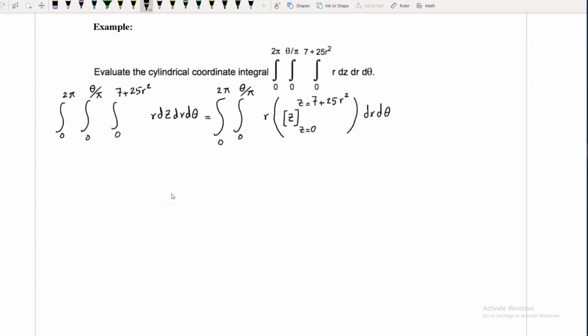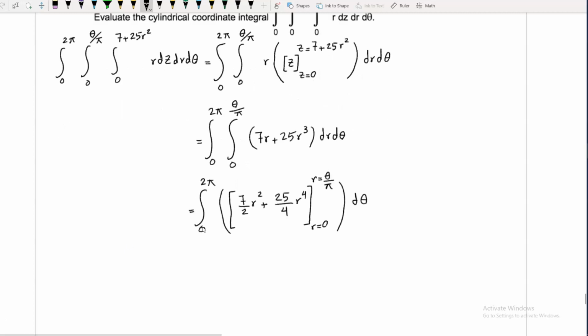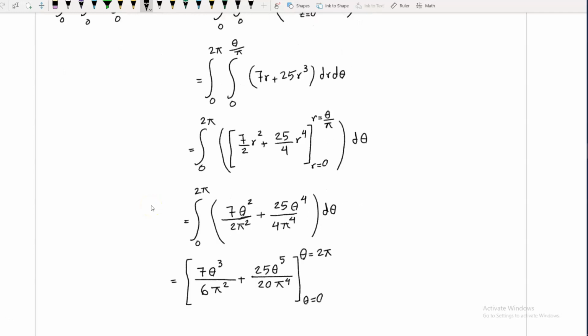First, integrate with respect to z. So here is the double integral of r, with z from 0 to 7 plus 25 r squared, dr d theta, and this is equal to the double integral of 7r plus 25 r cubed dr d theta. So integrate with respect to r, we have 7 over 2 r squared plus 25 over 4 r to the 4th power. r is from 0 to theta over pi. Here I used r equal to theta over pi.